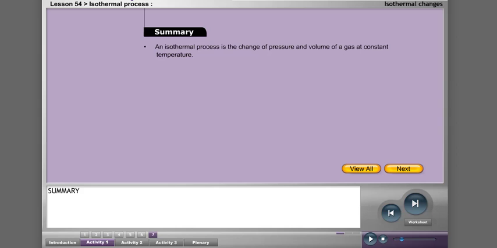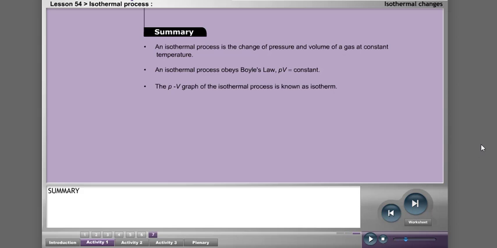Summary. An isothermal process is the change of pressure and volume of a gas at constant temperature. An isothermal process obeys Boyle's law, PV equals constant. The PV graph of the isothermal process is known as isotherm.